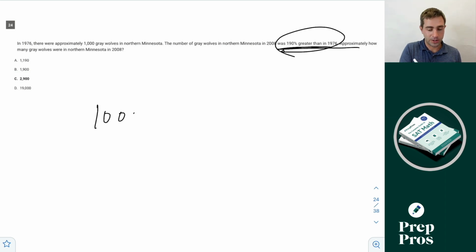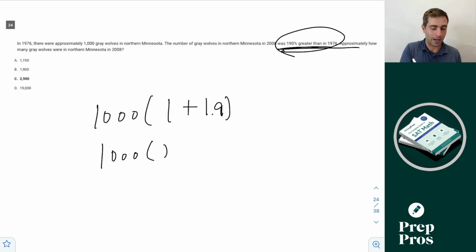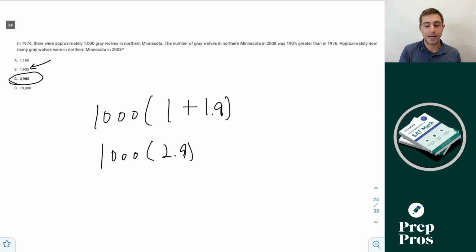Well, if we're doing percent increases or decreases, it's always the original value times 1 plus the percent increase or decrease. 190% is the same as 1.9. So this is the same as 1,000 times 2.9, which gives us 2,900. Now, a lot of students probably incorrectly picked B. This would be okay if it said the number of gray wolves in 2008 was 190% of 1976, then B would be your correct answer.